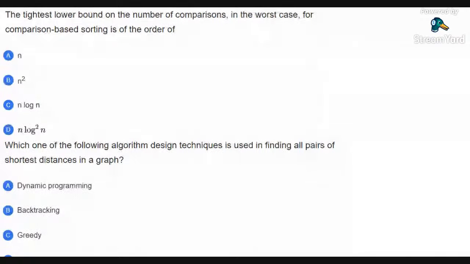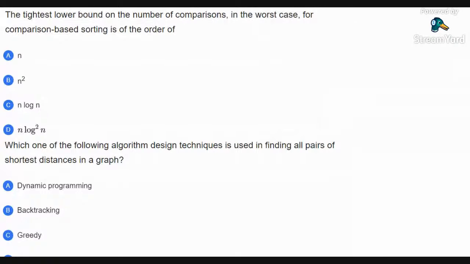However, the other category that is based on the divide and conquer approach, like merge sort and quick sort algorithms, has time complexity n log n. If you consider quick sort, the time complexity in the worst case is n square. However, for merge sort, the average case, best case, and worst case time complexity is n log n only. So what is the tightest lower bound? The tightest lower bound is n log n.